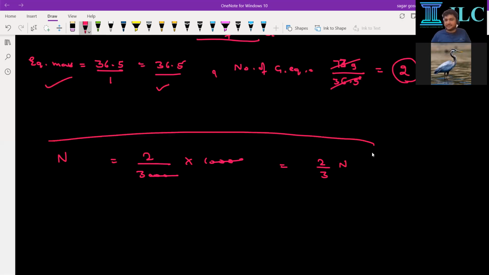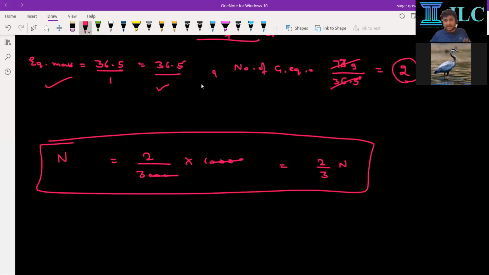Normality calculation is not so easy, you have to do three things. But molarity and molality are very easy.